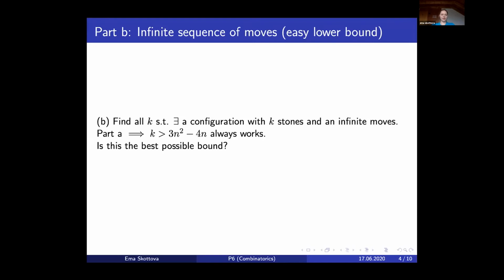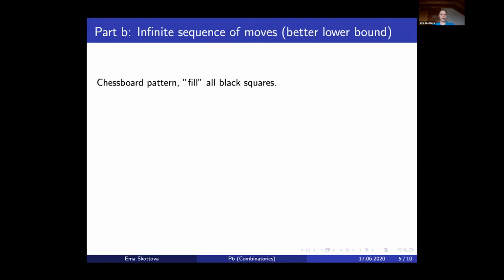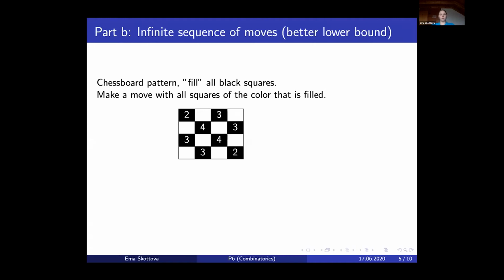And after trying around for a bit, you might come up with this idea that you make the chessboard pattern out of the chessboard. So again, here we have our example with the 4x4 chessboard. And we fill all the black squares. And what I mean by fill is we give each of the black squares as many stones as it has neighbors. Then by definition, we can make a move with each black square because we've given it exactly as many stones as it needs for a move. So what we do is we make a move with all of the black squares in any order.